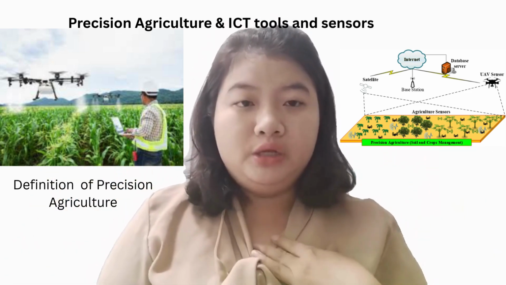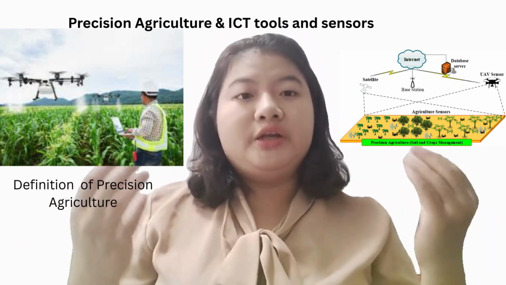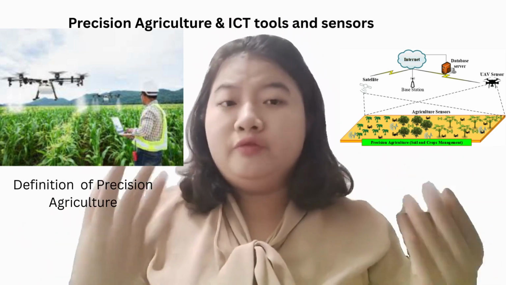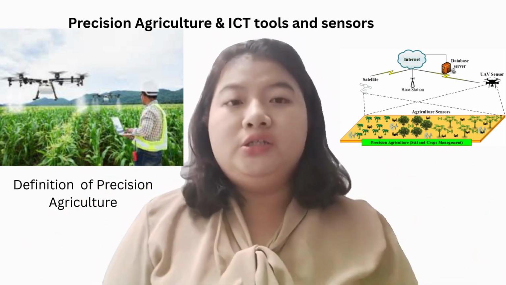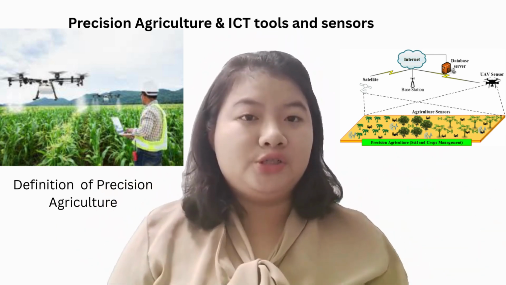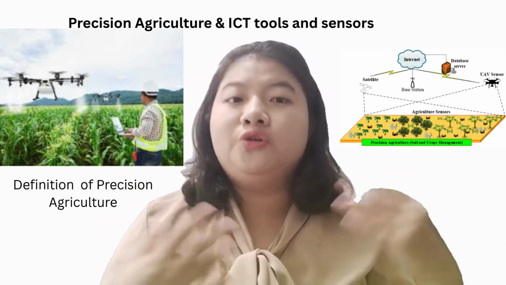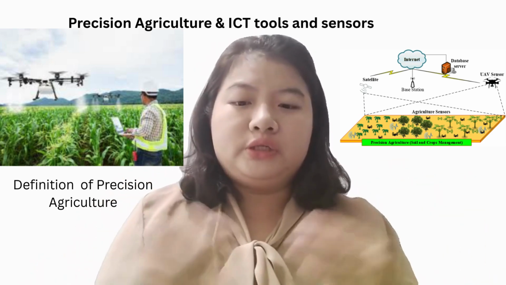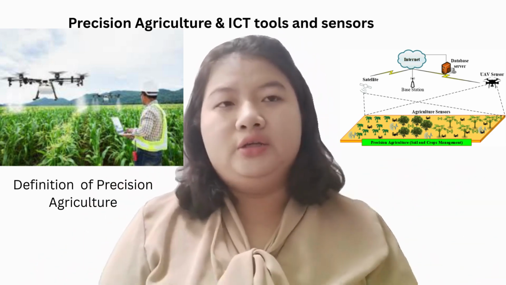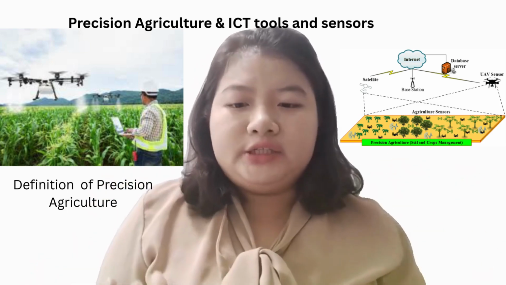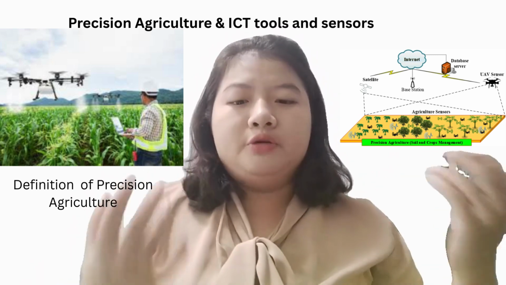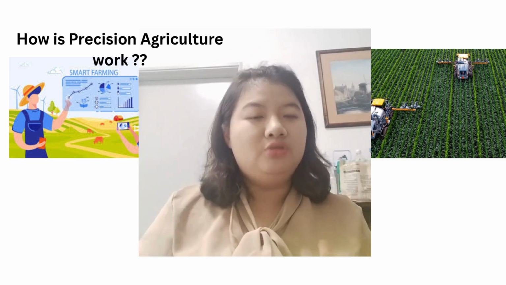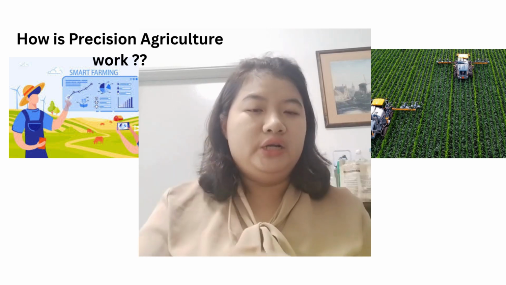My name is Agrotechnology. My topic is about precision agriculture and ICT tools and sensors. Before we enter the topic deeply, I need to define precision agriculture. Precision agriculture is also known as precision farming. It's a farming management strategy that uses technology to gather, analyze, and manage data to optimize crop production and resource use. So now let's figure out how sensors, drones, and digital tools collect data.